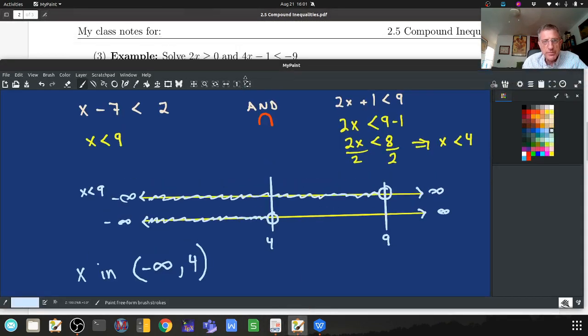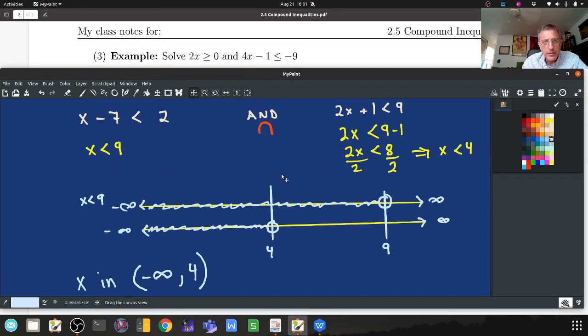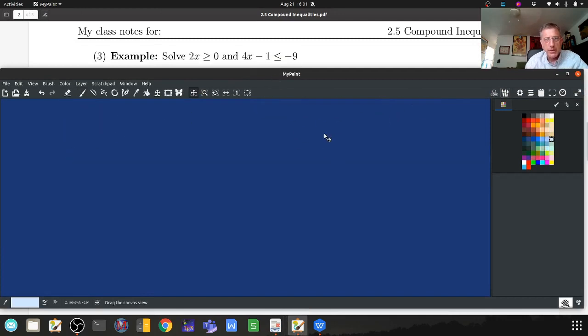So the next one. Remember, whenever we have the word "and", the understood set operation is intersection. So I'm going to graph 2x is greater than or equal to 0. That's going to be one inequality I'm going to solve. And the other is going to be 4x minus 1 is less than or equal to minus 9.